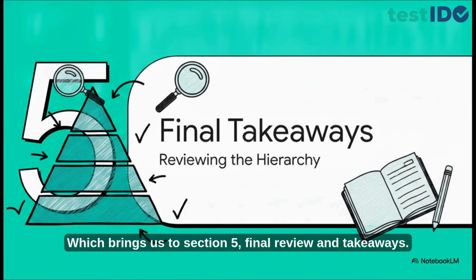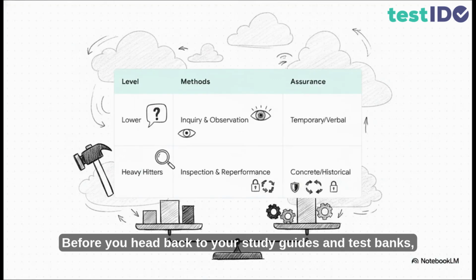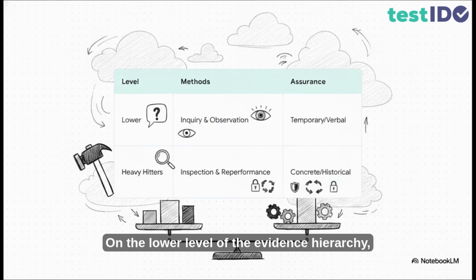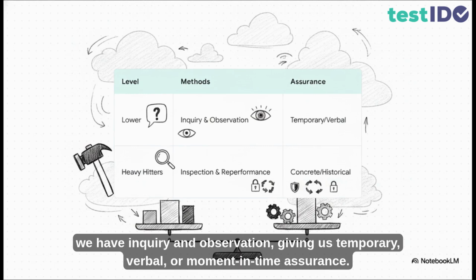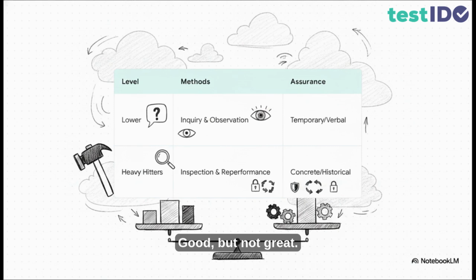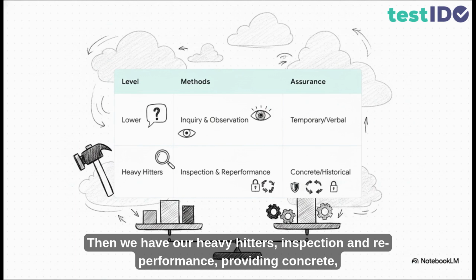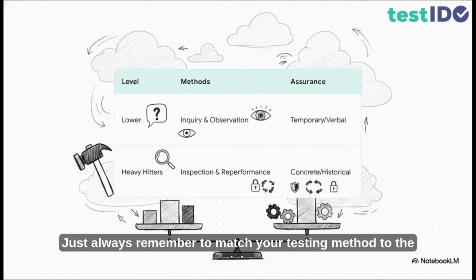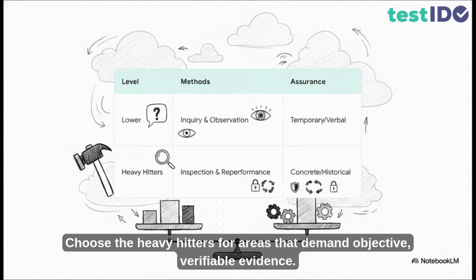Which brings us to Section 5, Final Review and Takeaways. Before you head back to your study guides and test banks, let's bring this all together. On the lower level of the evidence hierarchy, we have inquiry and observation, giving us temporary, verbal, or moment-in-time assurance, good but not great. Then we have our heavy hitters, inspection and reperformance, providing concrete, historical, and system-wide proof. Just always remember to match your testing method to the risk. Choose the heavy hitters for areas that demand objective, verifiable evidence.